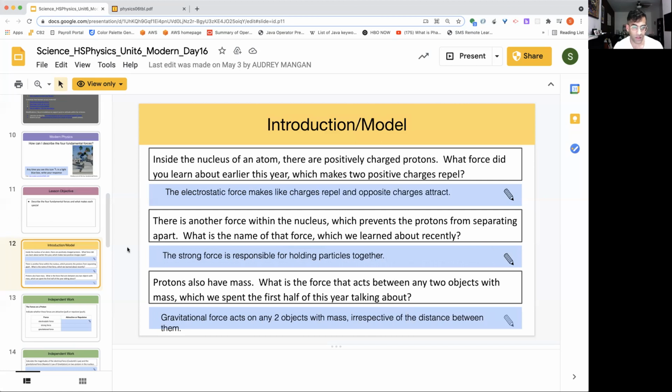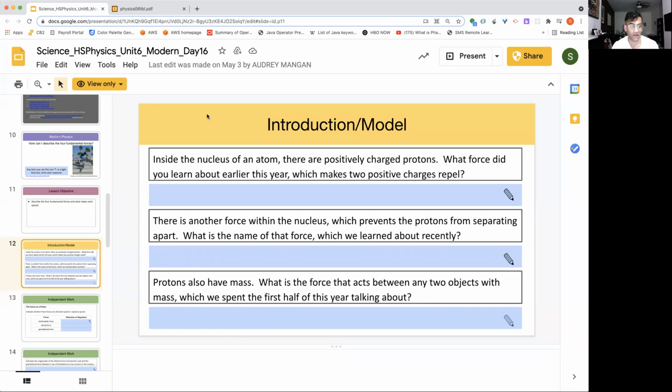Now, as you might assume, given that the electrostatic force is stronger than the gravitational force, the strong force is even stronger than the electrostatic force. So we have these three forces, the weakest of which is gravity, the strongest of which is the strong force, and in between is the electrostatic force.